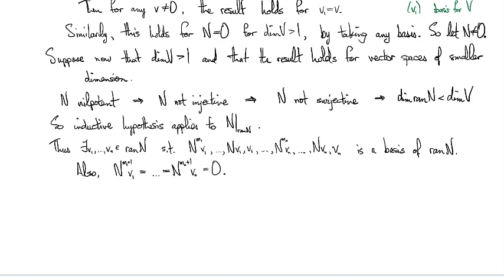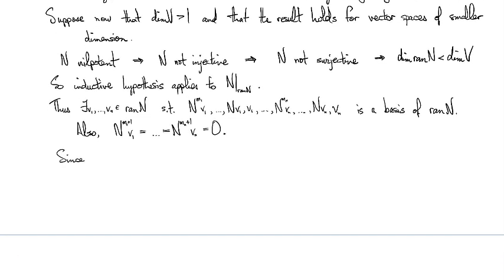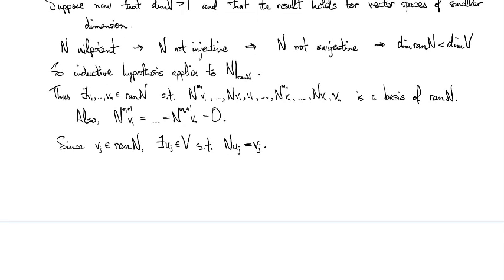Okay, so now since each vj is in the range of n, this means that it's the image of something, right? So there has to exist some uj in V such that n of uj is equal to vj. So what we're doing is we're sort of backing it up one step in terms of the hitting by n system.